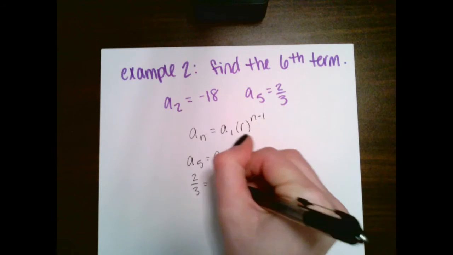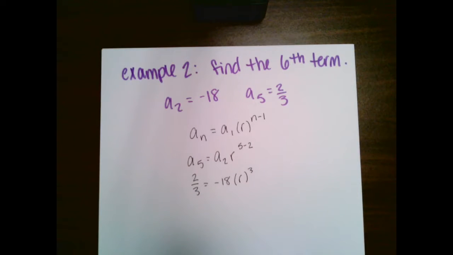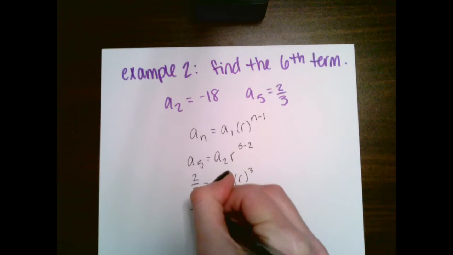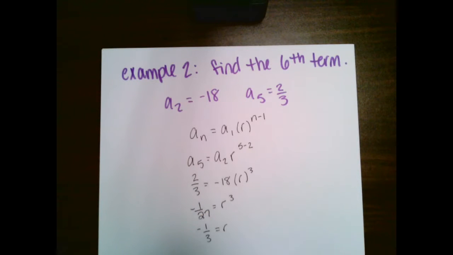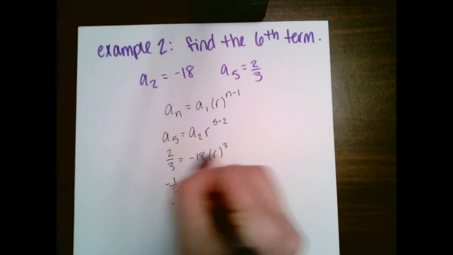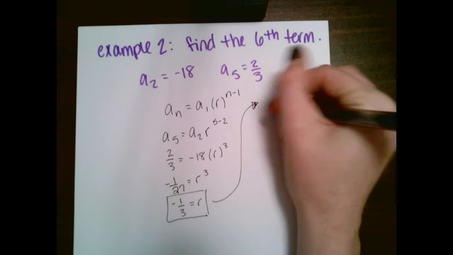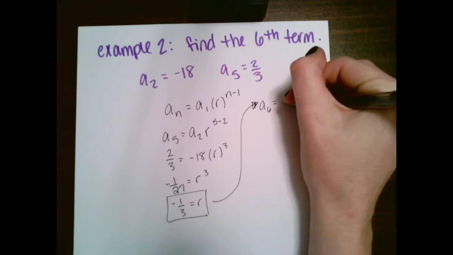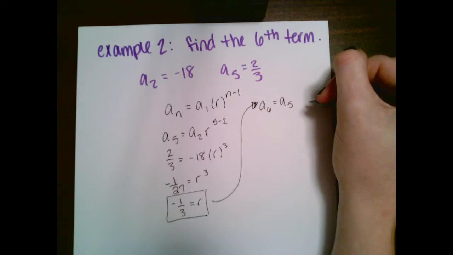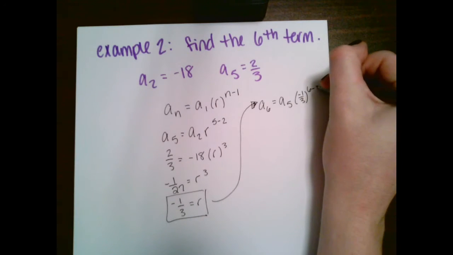2/3 equals negative 18 times r to the third power. Okay? This ends up being negative 1 over 27 equals r cubed. So r is negative 1/3. Now I can use this common ratio in another variation of the formula to find the sixth term. A sub 6, or the sixth term, equals, I'm going to use the fifth term, again, that's just personal preference this time, negative 1/3 to the 6 minus 5 power.